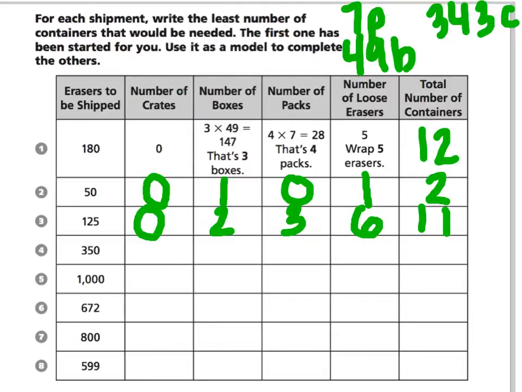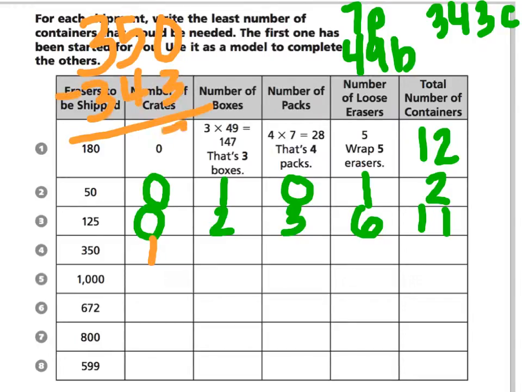You're going to use the same strategy for 350. So thinking about 350, how many times would a crate go in there? Remember, a crate has 343 in it. And I know 350 divided by 343, that would be 1 time. And then I can say 350 minus 343 equals 7. So I know that I only have 7 erasers left to work with.